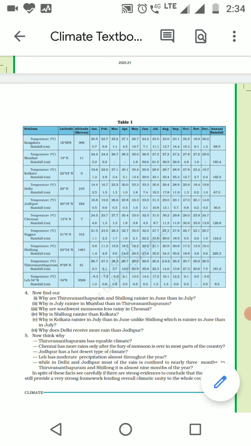Now first of all, how to calculate the range of temperature? Maximum temperature minus minimum temperature. Let's do it for Bengaluru very first. Find out the maximum temperature which is given in degrees Celsius, that means the upper line. 27.1 degrees Celsius maximum. Find out the minimum for Bengaluru. No, that is 20.2. So what is the range? Find the difference.